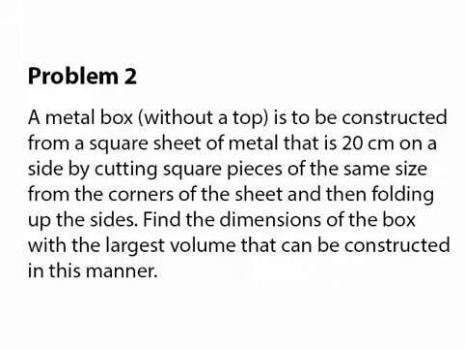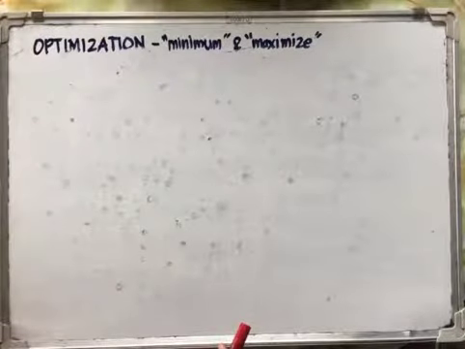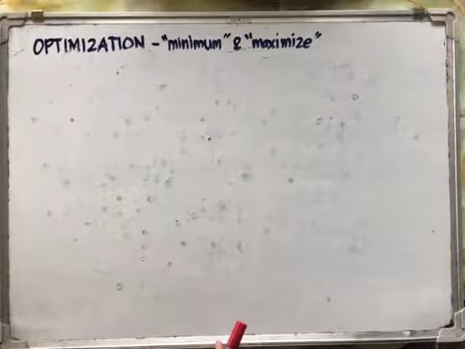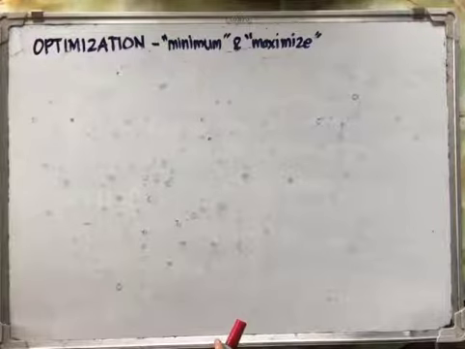A metal box without a top is to be constructed from a square sheet of metal. It is 20 cm on a side, by cutting square pieces of the same size in the corners of the sheet and then folding up the sides. Find the dimensions of the box with the largest volume that can be constructed in this manner. Okay, yun yung tinatanong niya. Sige, don't forget ang pinapakompute dito, find the dimensions of the box.